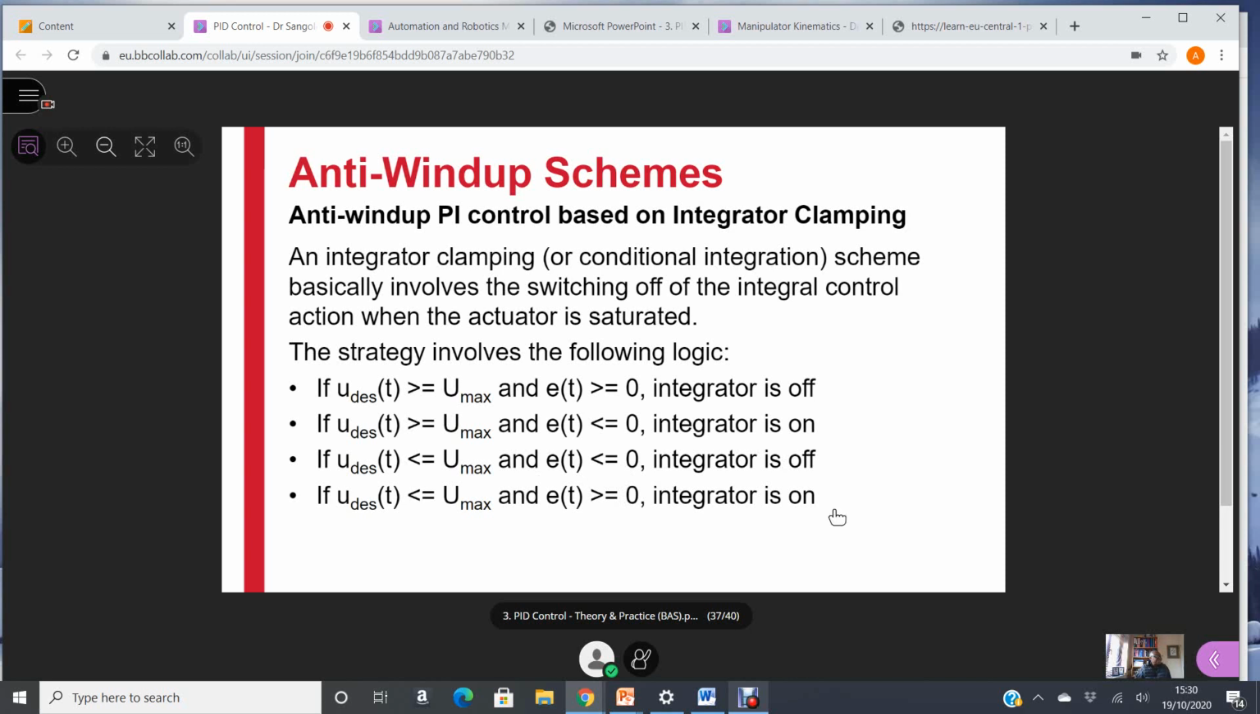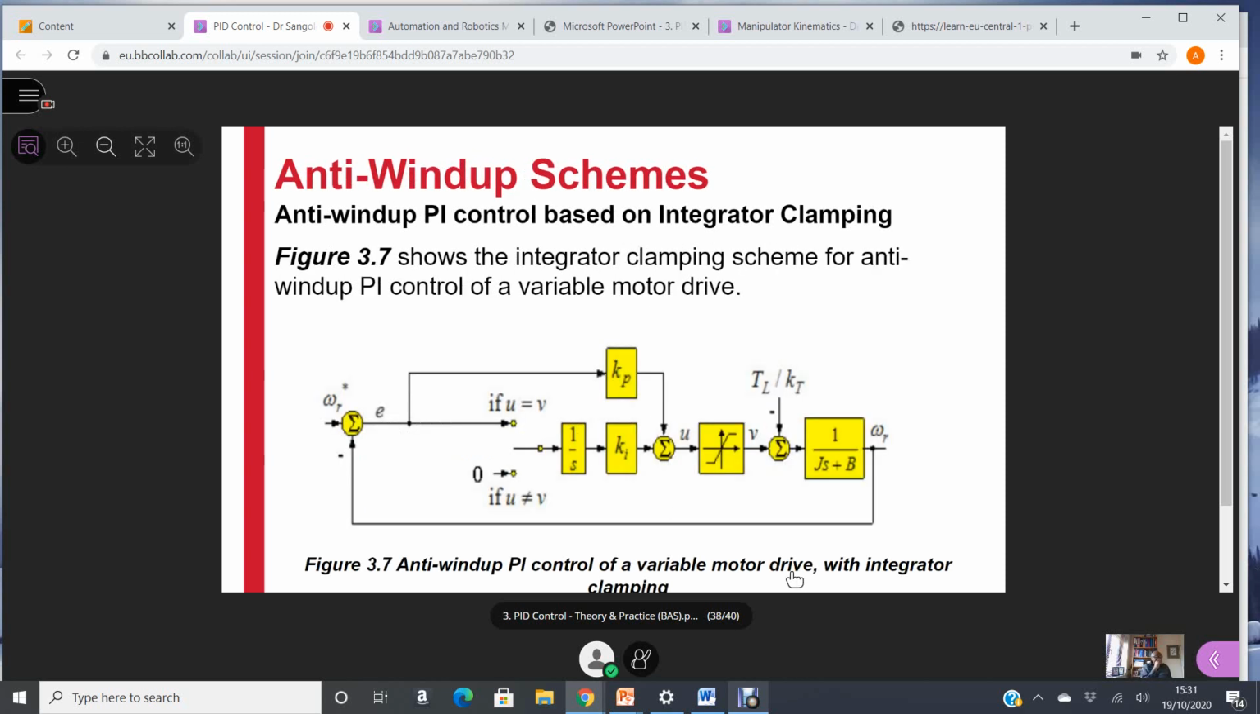So this is simple logic that can be implemented in a PID controller to make sure that we take care of anti-wind up, or that we have anti-wind up. This is a schematic of not a practical implementation, but a simulation. Okay, so we've got the motor drive in this case, which is this J1 over JS plus B transfer function here, and that will be the torque coming in there.